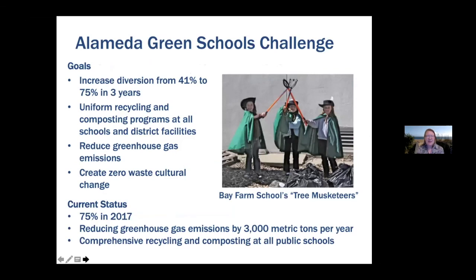This is Alameda Green Schools Challenge. These young ladies are the Bay Farm School's tree musketeers because they care about the earth. And they helped the school district increase their diversion from 41% to 75% in 3 years, which is amazing. So all of the schools participate to create a zero waste culture change.